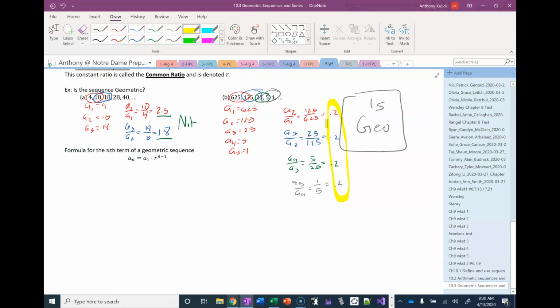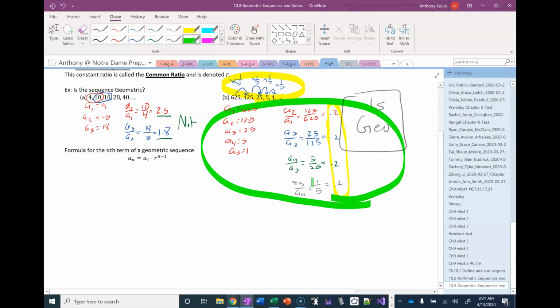The other way to think about this, which doesn't involve using the definition explicitly, is if we look here, to go from 625 to 125, we multiplied by 1/5. To go from 125 to 25, we multiplied by 1/5. To go from 25 to 5, we multiplied by 1/5. To go from 5 to 1, we multiplied by 1/5. What we've done here is the same thing as what we did here. It was just involving a lot less writing.